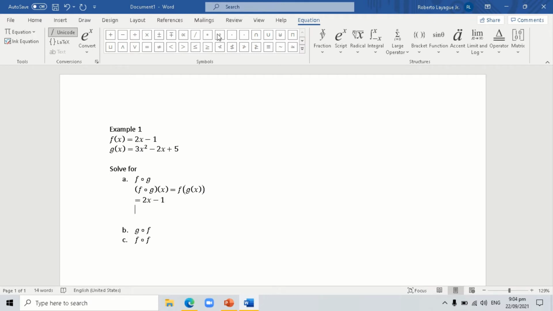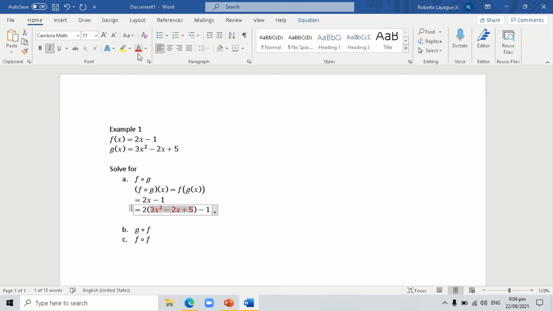Now what we have there is the function g of x. So we have 2 times, and you put in the function g of x, which is 3x squared minus 2x plus 5, and then minus 1. I'm going to change the color of this so that you see that this is what we substitute, and I made it bold so that it's bigger. We substitute that as the value for x.